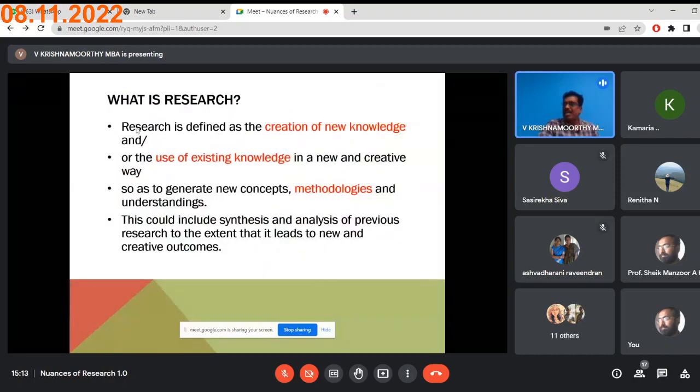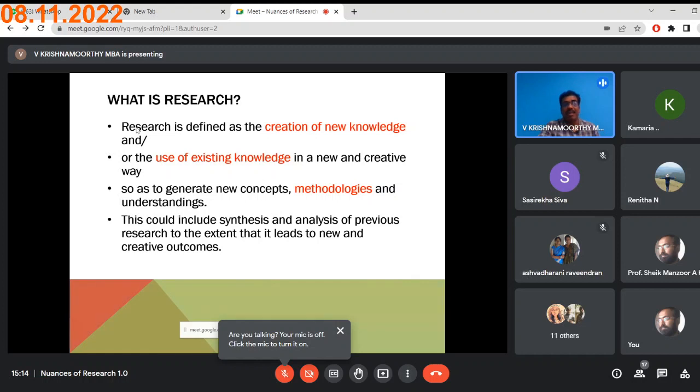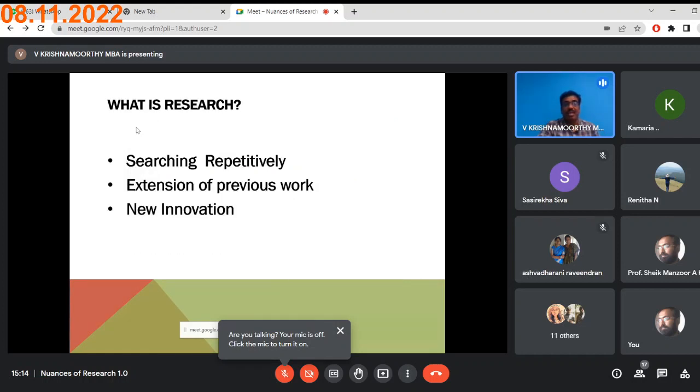Normally, people will ask, what is research? Research means you should create some new knowledge. How can you create new knowledge? You can create new knowledge by use of existing knowledge, or you can use a new concept or methodology. Finally, it should create some kind of impact in the society. That is research. You should search repeatedly. You can do research on previous work, or you can do a new innovation.